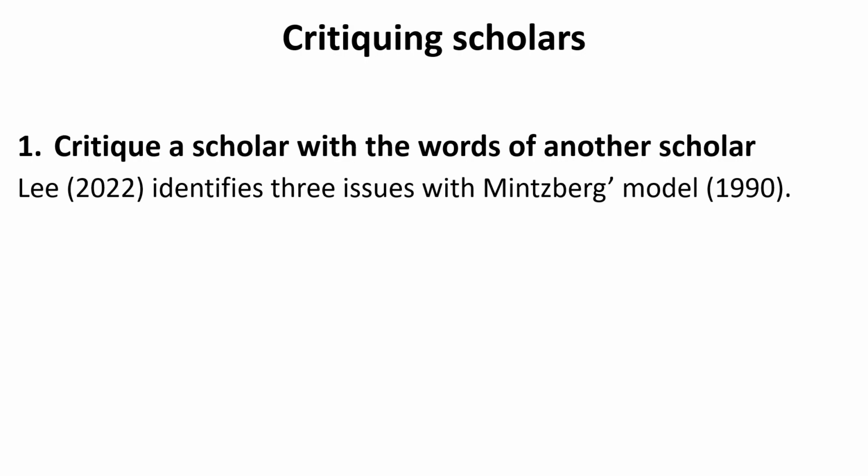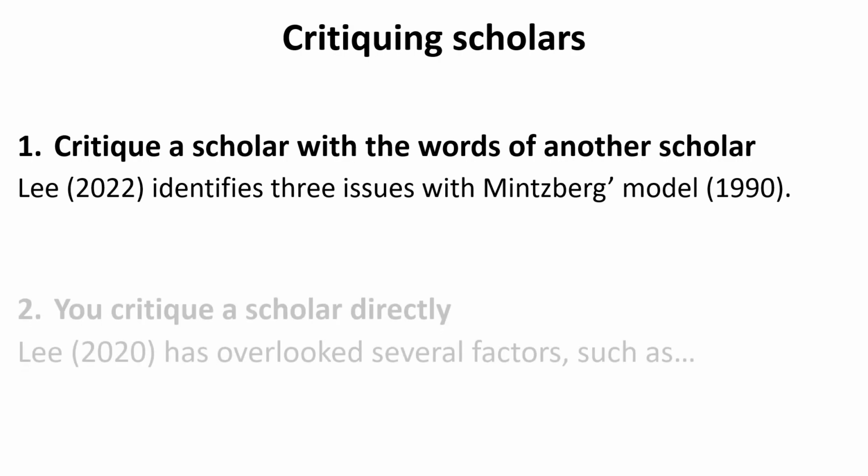Number 1. The best type of critical analysis is to critique a scholar with the words of another scholar. I've realized that this gives students the best marks. So when you critique a scholar with the words of another scholar, make sure you do it in a prominent place. Be very explicit about this. We went through this last week. We learned how to get the information from scholars to critique other scholars.